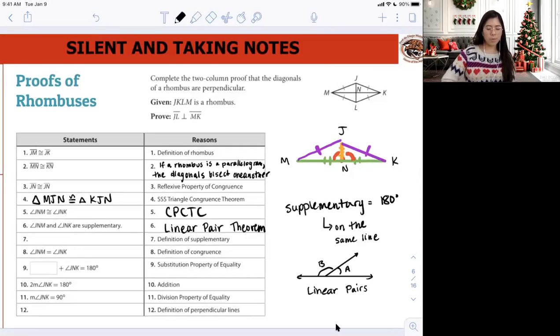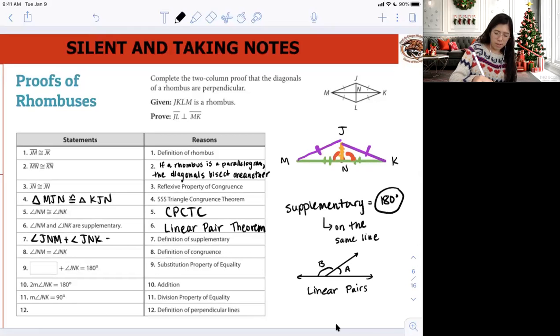Okay. And then what is the definition of supplementary again? We just said it. Supplementary means that they add up to 180. So let's write that out. That means that angle JNM plus angle JNK equals 180.